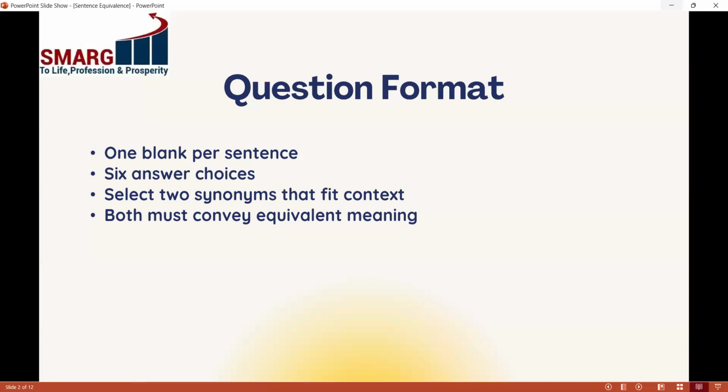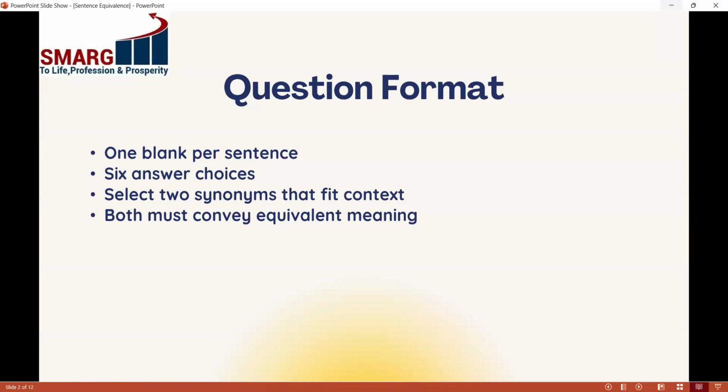sentence, right? So I've already highlighted the 4 important things you have to remember. There is one blank, you have 6 words to choose from, you have to choose 2 synonyms, and then they both should convey equivalent meaning, or essentially, the idea should not change. Even the slightest change can result in your answer being a wrong one, right?